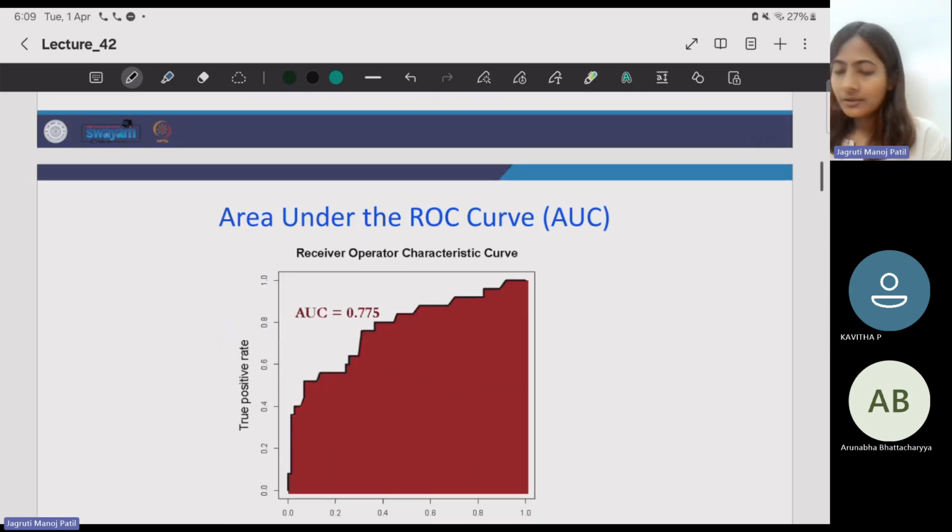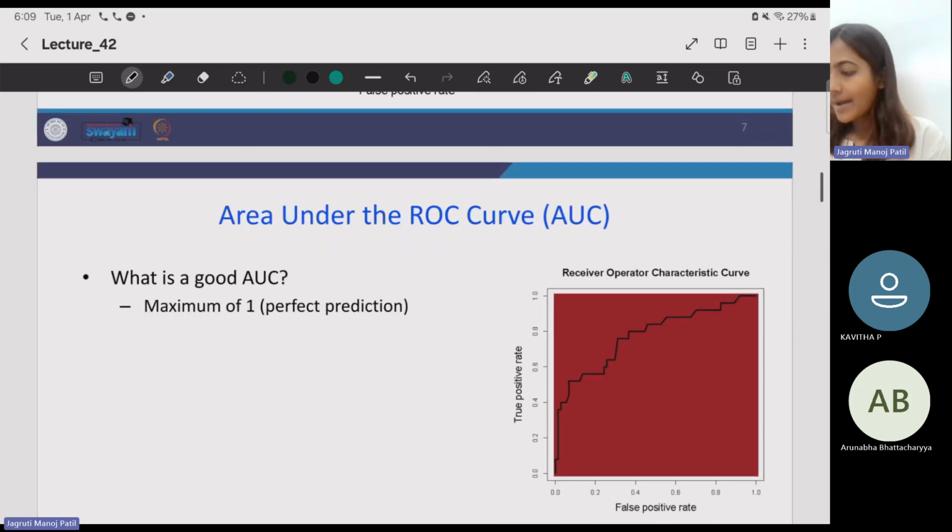And then indeed you'll compute the area under the curve. It will be maximum when it reaches the value of 1, when the coordinates are 1 and 1.